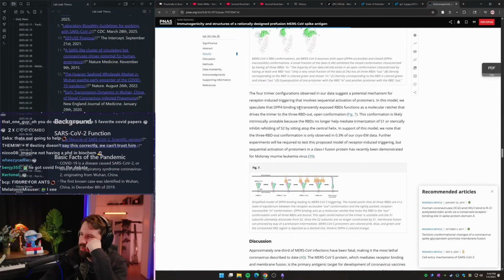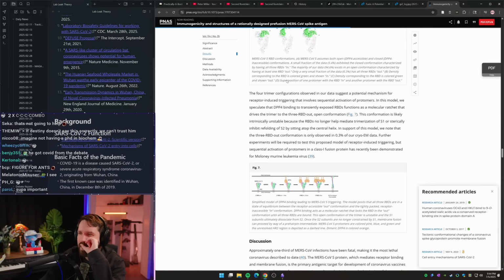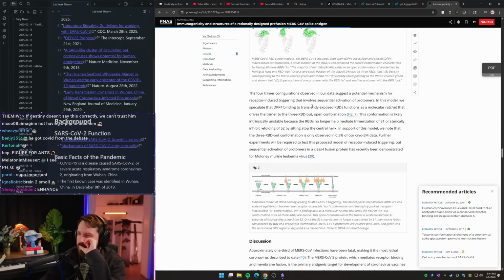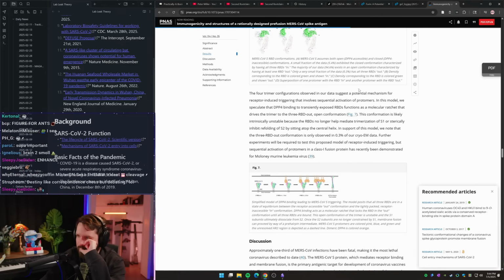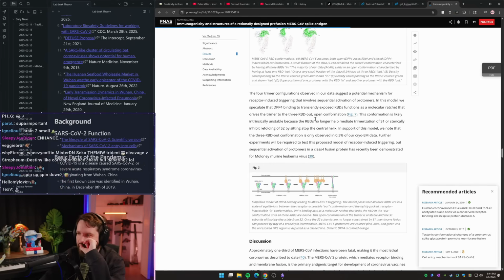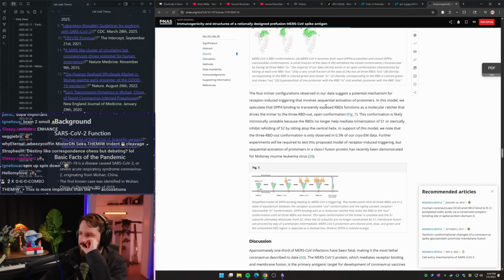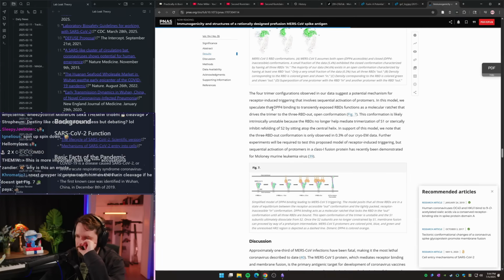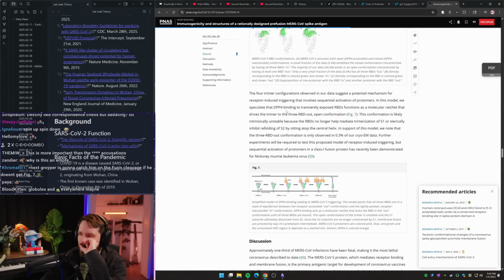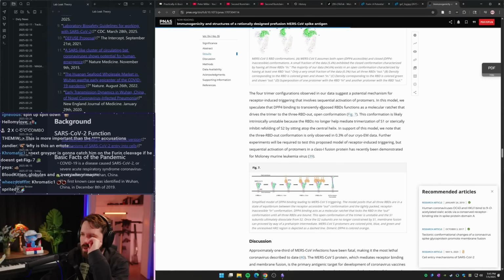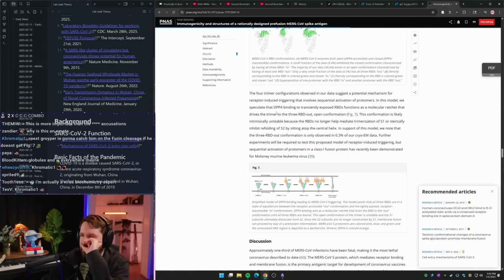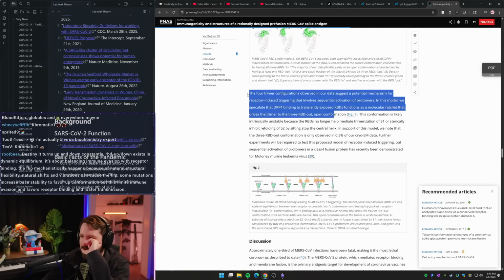The 4 trimer configurations observed in our data suggest a potential mechanism for receptor-induced triggering that involves sequential activation of protomers. In this model, we speculate that DPP4 binding to transiently exposed RBDs functions as a molecular ratchet that drives the trimer to the 3 RBD out open conformation. So every now and then a single RBD weakly pops up, and then this DPP4 binding thing happens, and that makes it all come out.